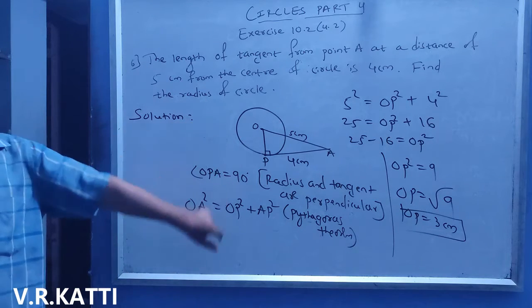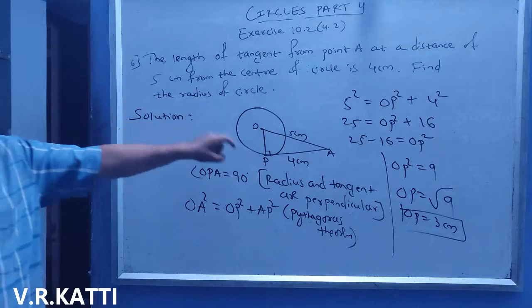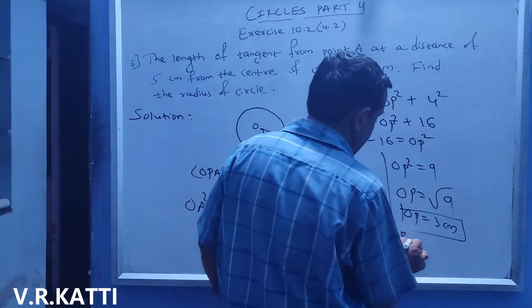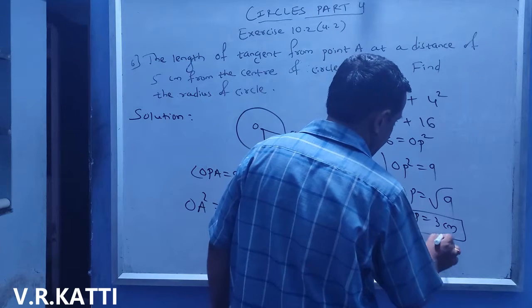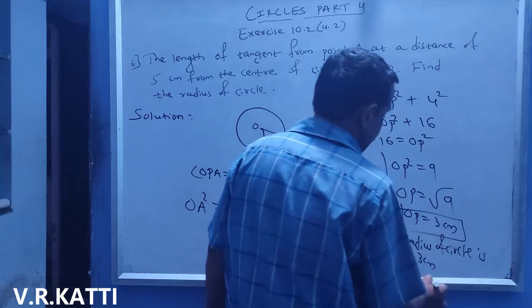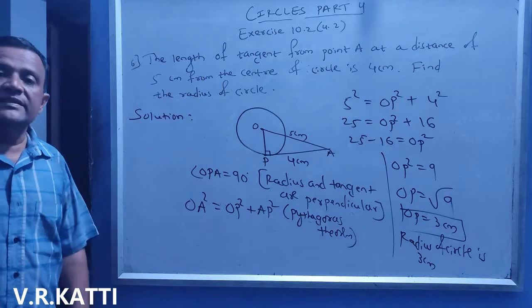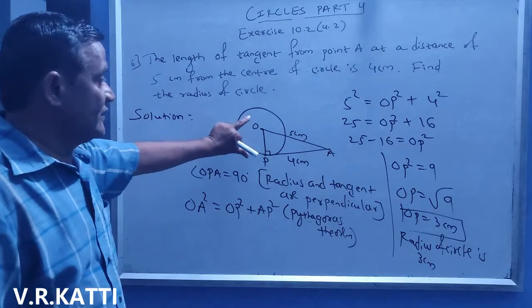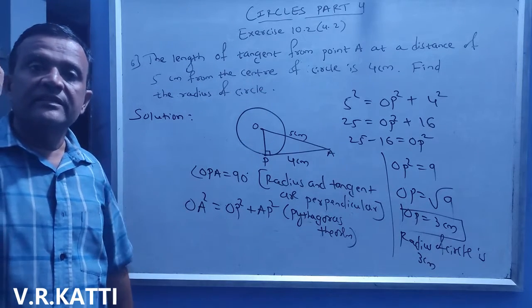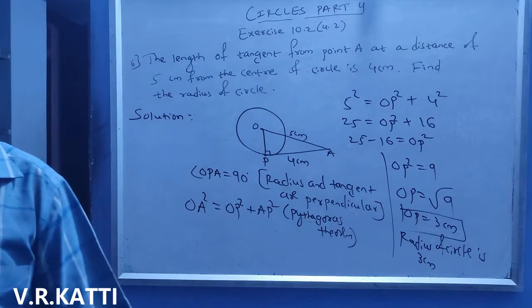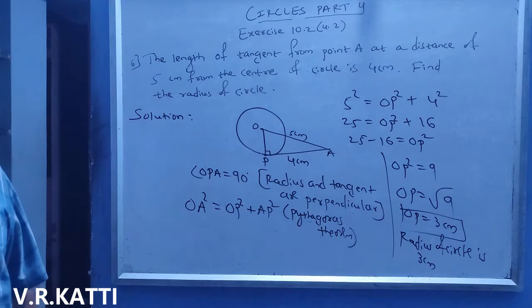OP is the radius, and we had to find the radius of the circle. So the radius of the circle is 3 centimeters. Okay, students, the radius is 3 centimeters. Okay, fine. Now write the next problem.